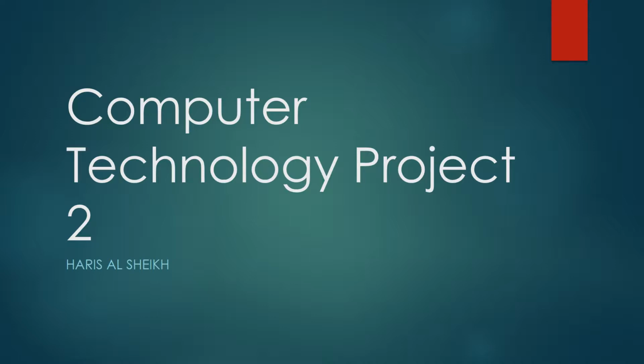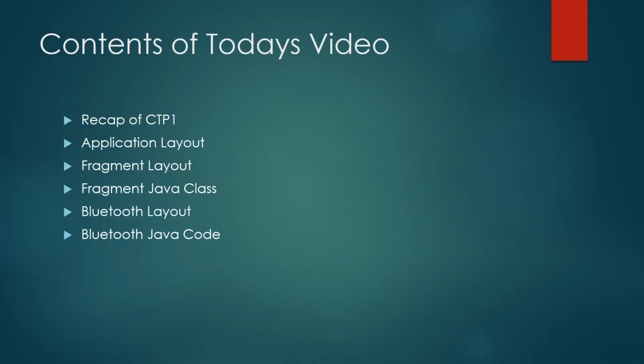Today I'm going to continue with my next video for Computer Technology 2, the Cisco application. I would like to start by discussing the content of the video. The first part we're going to discuss is the recap of Computer Technology Part 1 where we left off. The next part would be the progress I've made since then, which are the application layout, the fragment layout, the fragment Java class, the Bluetooth layout, and finally the Bluetooth Java code.